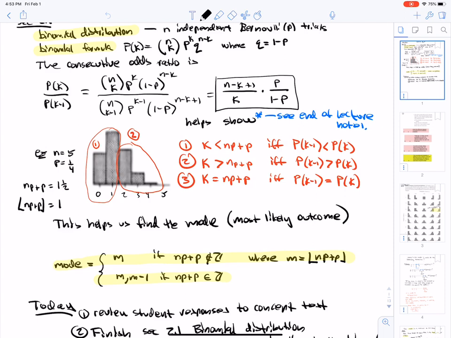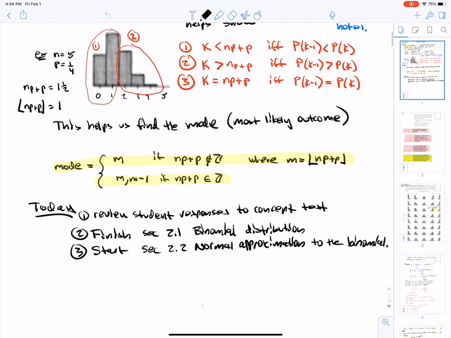So here is an example where n is 5 and p is a quarter. So we see that np plus p is 1.5, and the floor of np plus p is 1. Okay, so this helps you find the mode, because the mode, which is the most likely outcome, is m, where m is the floor of np plus p. It's m if np plus p is not an integer, and it's m or m minus 1, there are two modes, if np plus p is an integer.